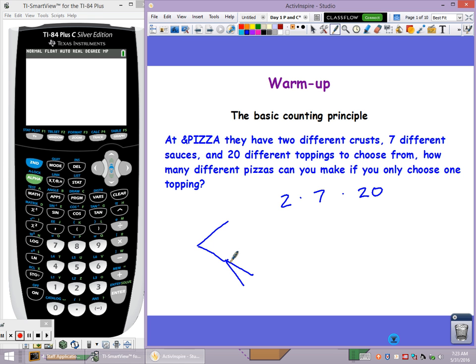And then there are 7 options of sauces if you have that crust, and 7 options if you have that crust. So now we're up to what? 7 and 7, so 14. So 7 times 2, right? 14 options, okay. And then if we had 20 different topping options, and they're only picking one option, they would just multiply this times this times this, and the basic counting principle would work that way. So 14 times 20 would be 280. So it would be that many pizza options with only one topping.